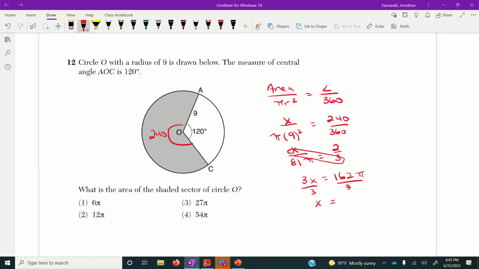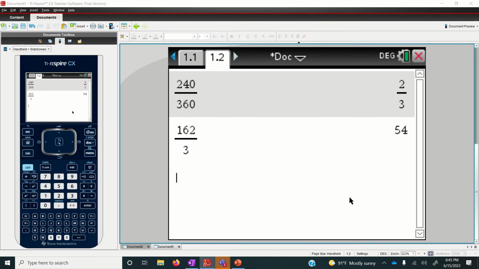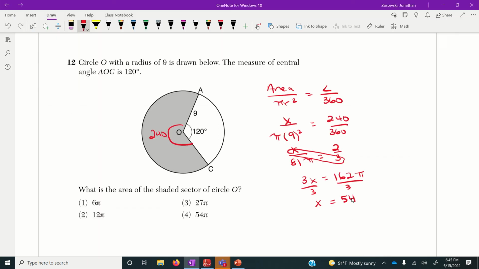Now be careful, because if you didn't use the 240 and you use the 120, okay? So if we did 120 over 360, we cross multiply, okay? So instead of getting, this turns into 1/3. So we're going to get, right, 3x to equal 81 pi. And when we divide by 3, we're actually going to get 27 pi. 27 pi is one of the answers.